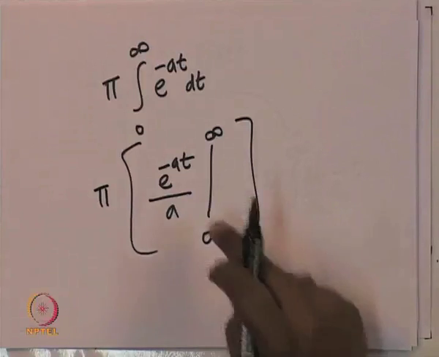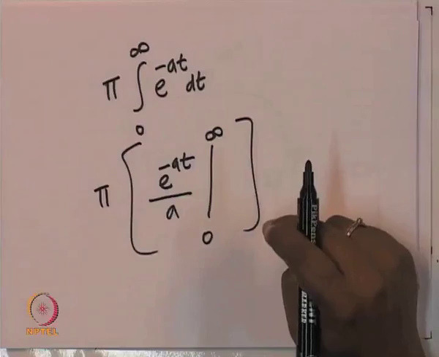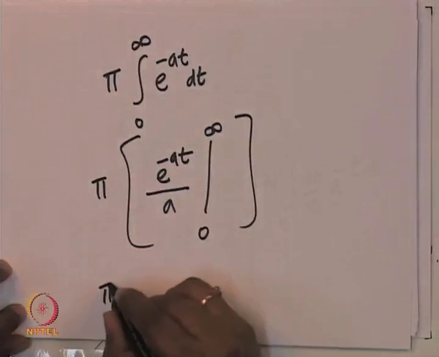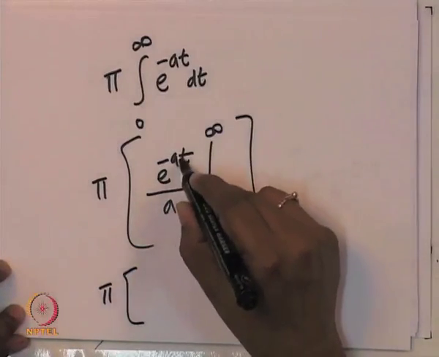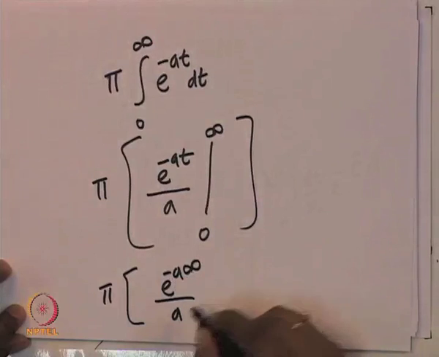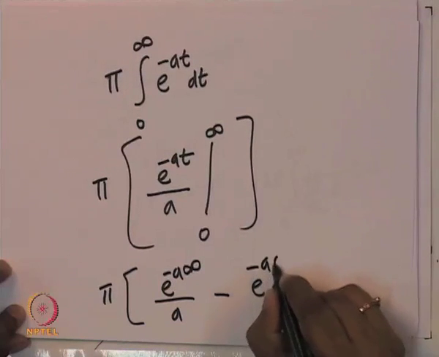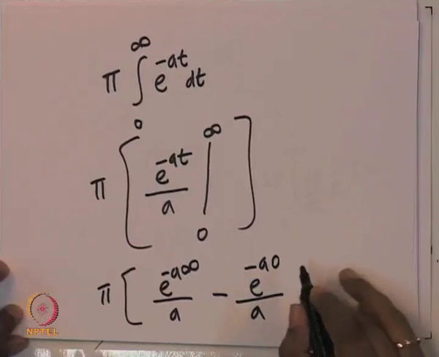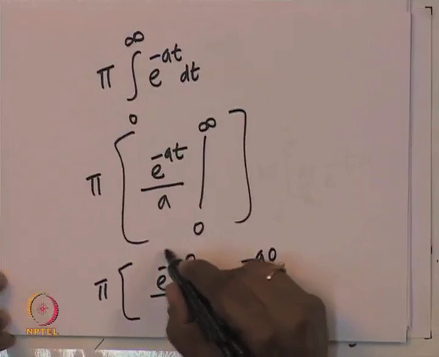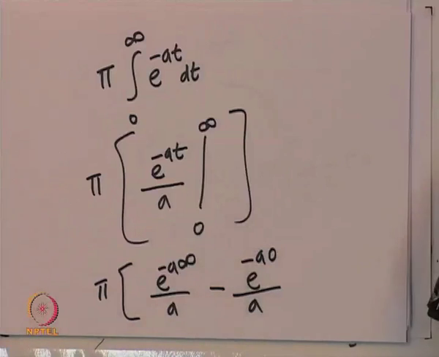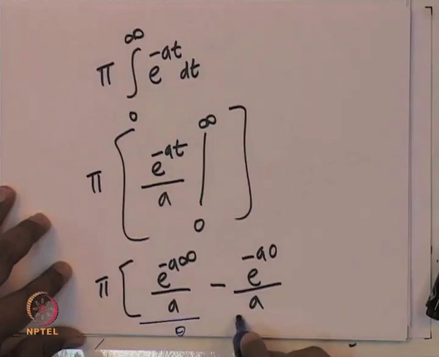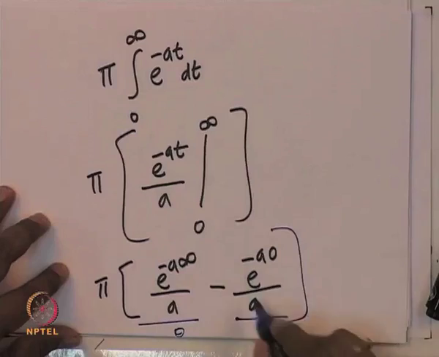Now, if we apply the limits to this, which is e power minus a t, what you get is pi into e power minus a into infinity divided by a, minus e power minus a into 0 by a. So, e power minus infinity anything is 0, so this term is 0. This part is basically 0, and what you have is just this part. So, e power 0 is 1.